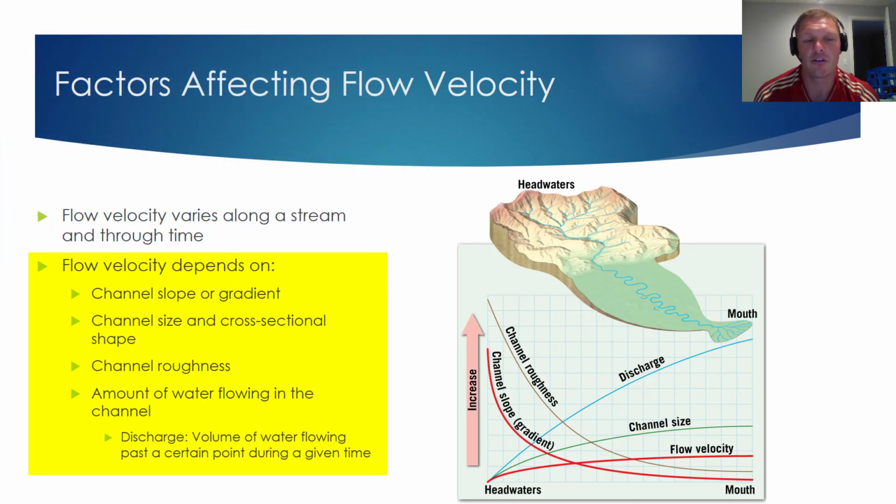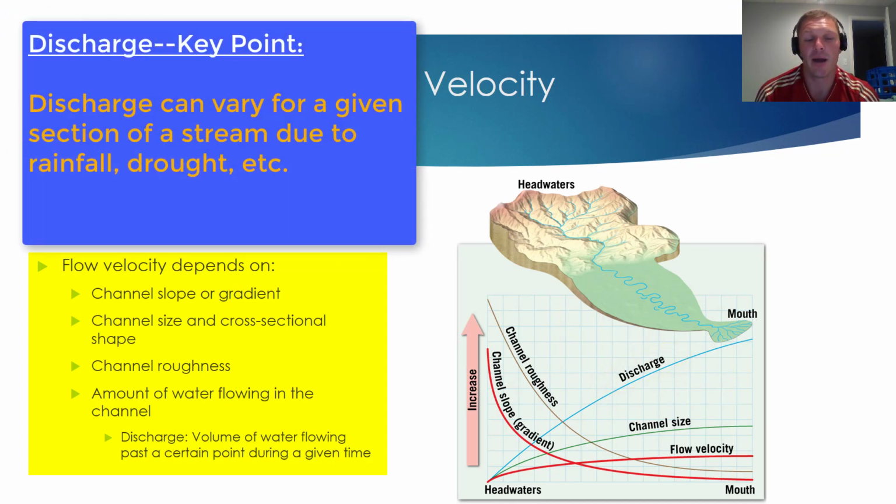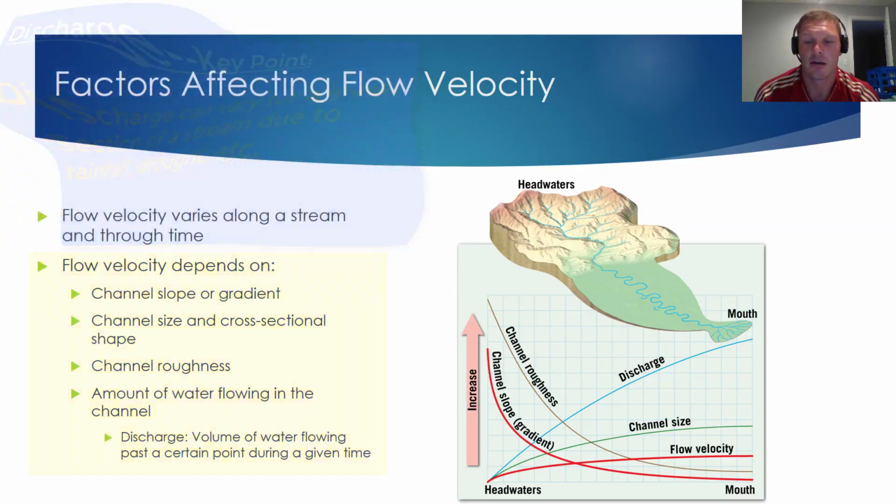The last factor we'll consider that affects flow velocity is the amount of water flowing in the channel. Discharge is defined as the volume of water that flows past a certain point during a given time. And as the image shows, the discharge will increase as you move from the headwaters to the mouth.